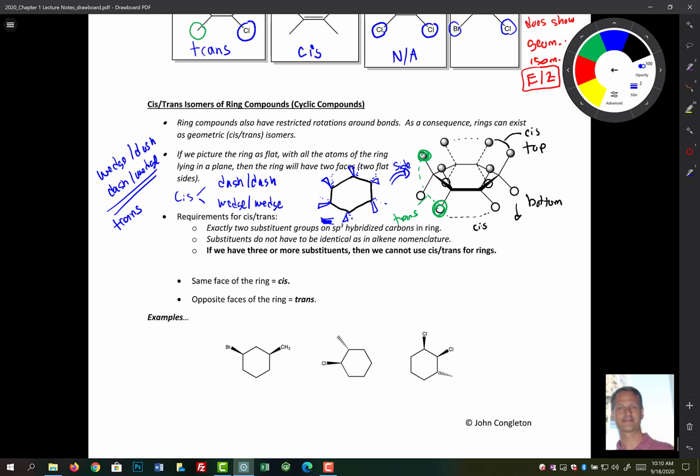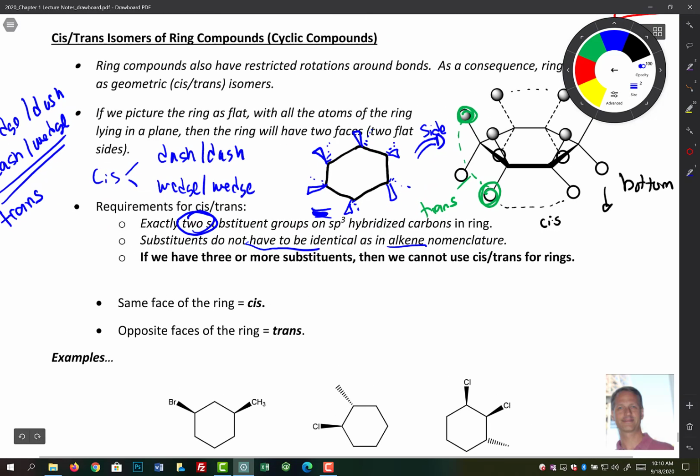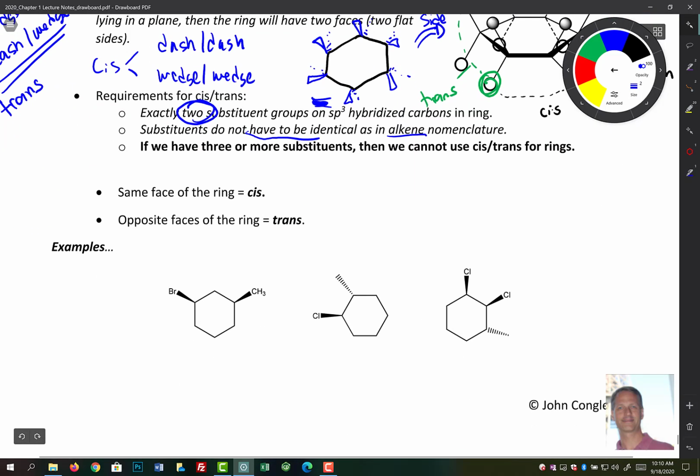Now the other thing to point out for the rings here, there's a requirement. So notice here two substituents. And the other thing is that those substituents do not have to be identical, as in this alkene nomenclature. If you have more than 3, then you can't use cis or trans for the rings. So if we look down below here, and look at this first molecule. So here's a bromo group, a bromine atom, and here's a CH3 group here.